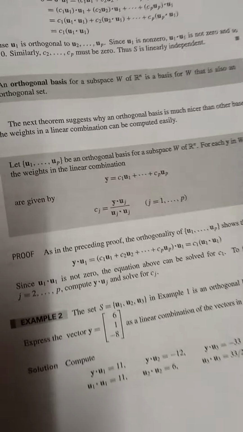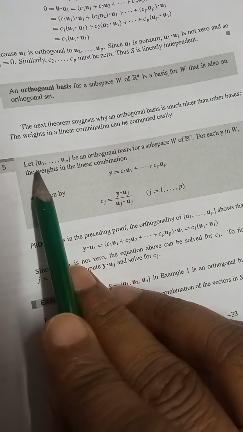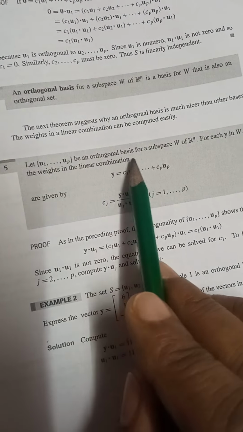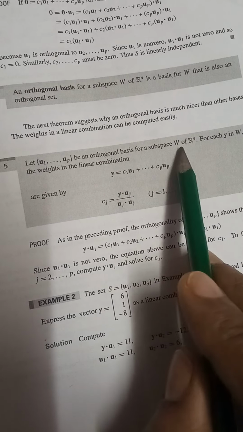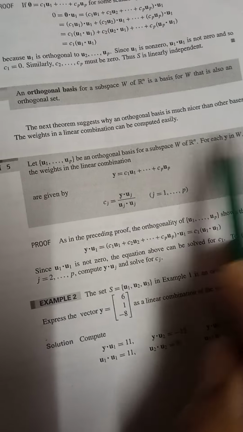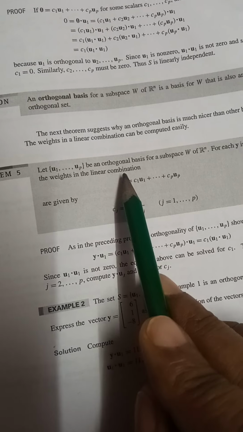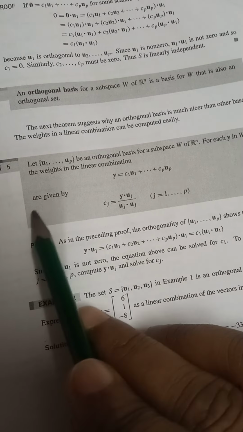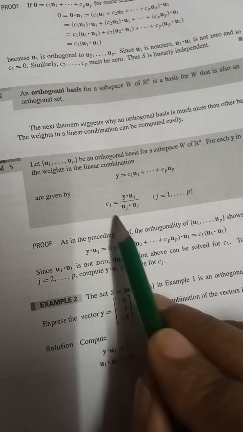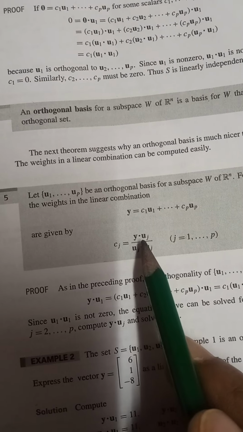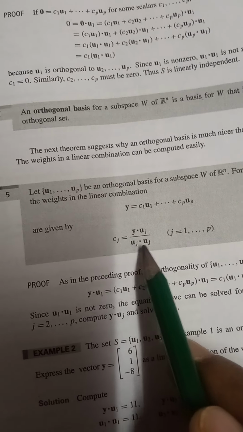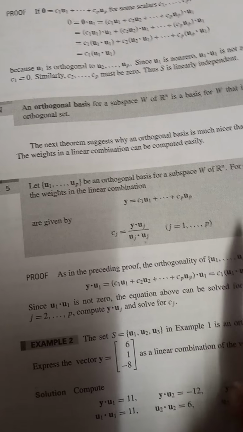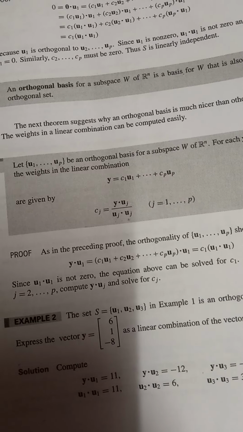Now, see this theorem. Let u1, u2, up be an orthogonal basis for a subspace W of R power n. For each y in W, the weights in the linear combination y is equal to c1 u1 plus c2 u2 plus up cp up are given by cj is equal to y dot uj divided by uj dot uj, where j runs from 1 to p. This theorem we are going to explain. After this, one problem is there.